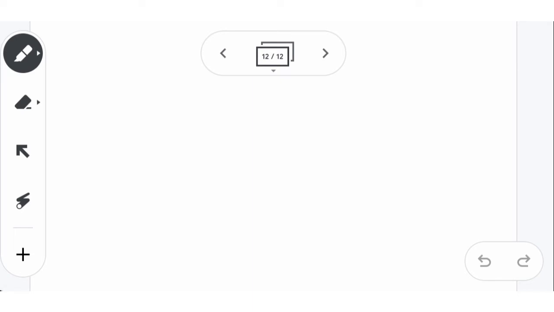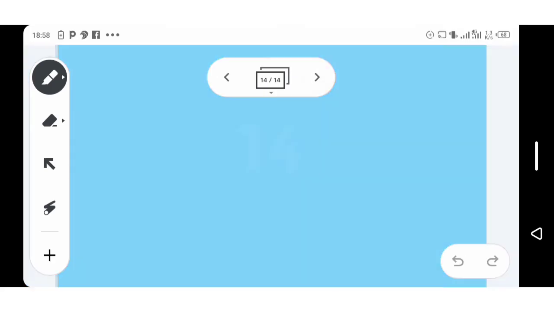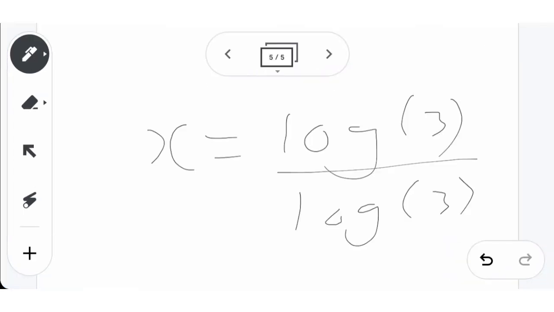So after dividing, we're going to get 3^x equals 3. To solve for x, we're going to take the logs of both sides. So meaning the value of x here is 1. So x equals 1.